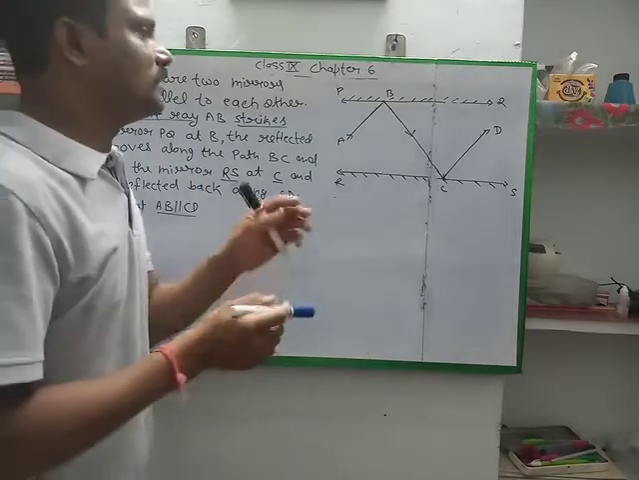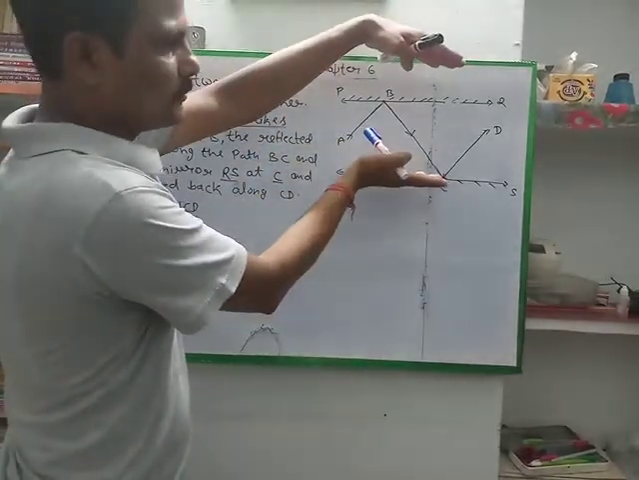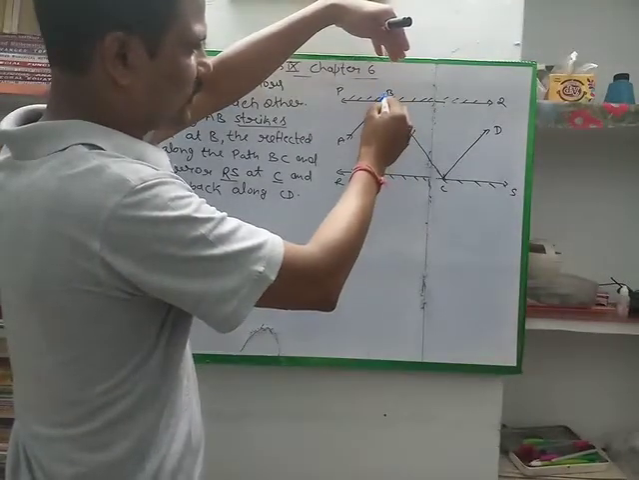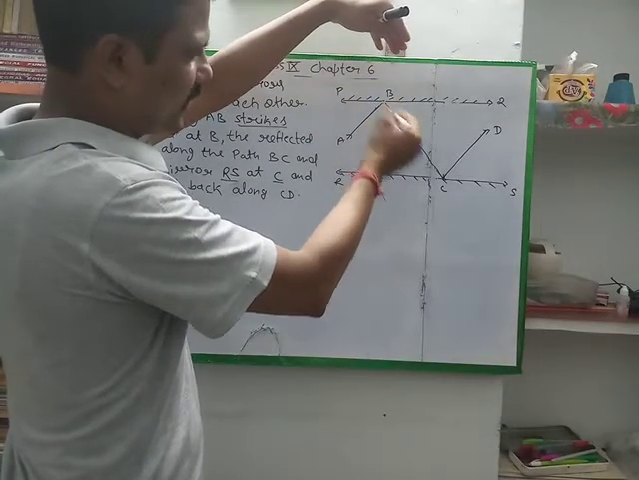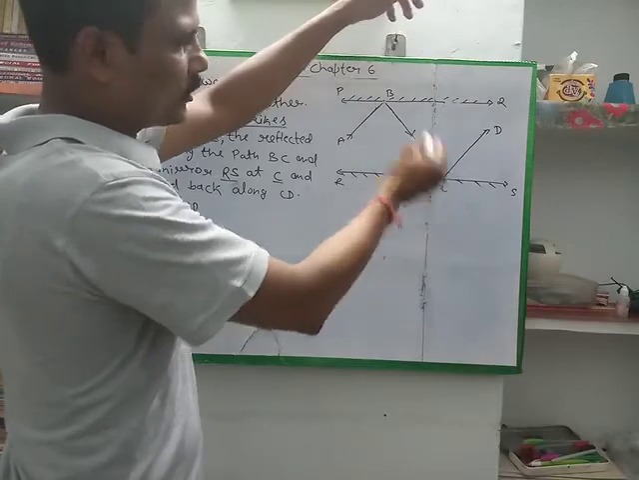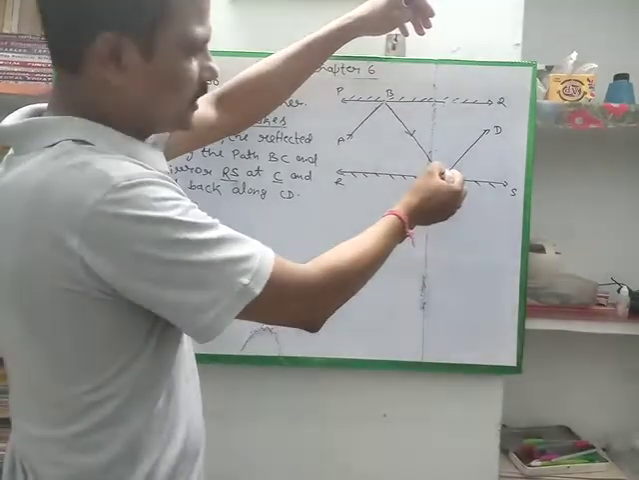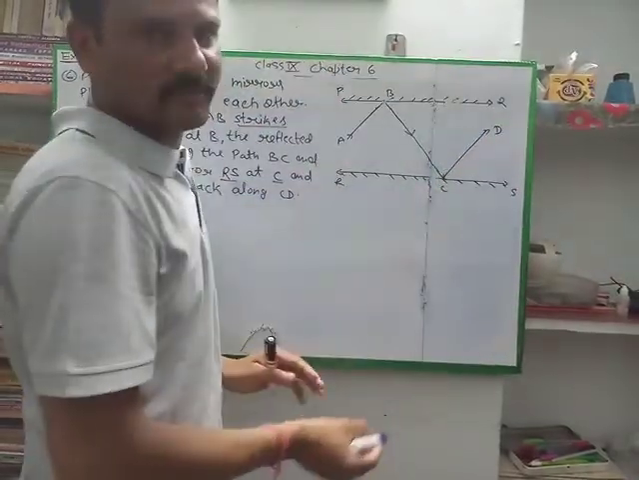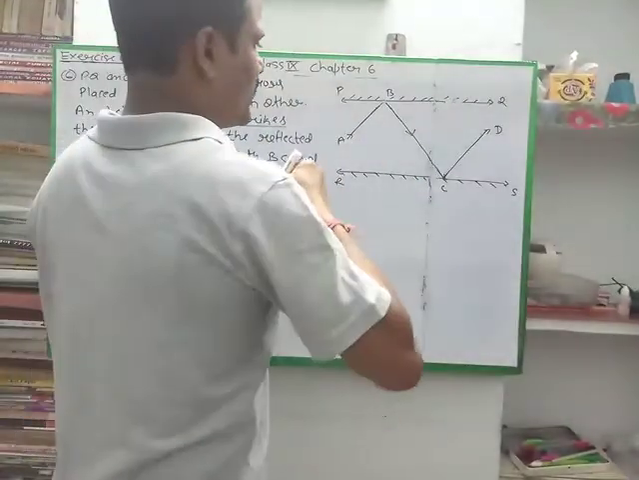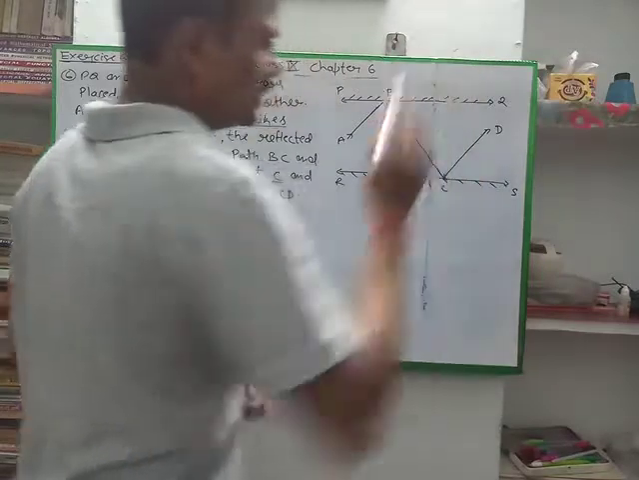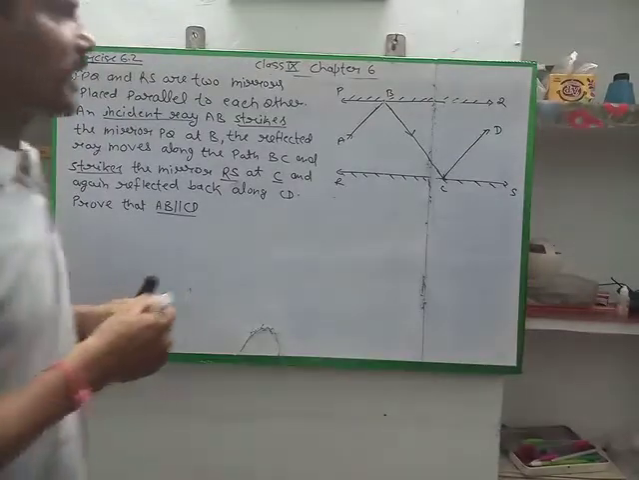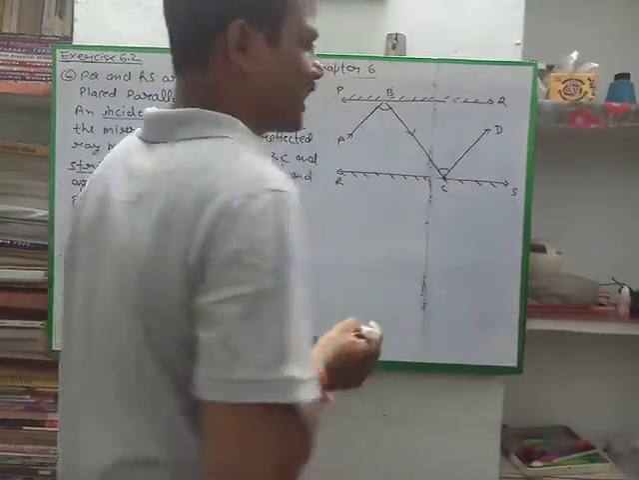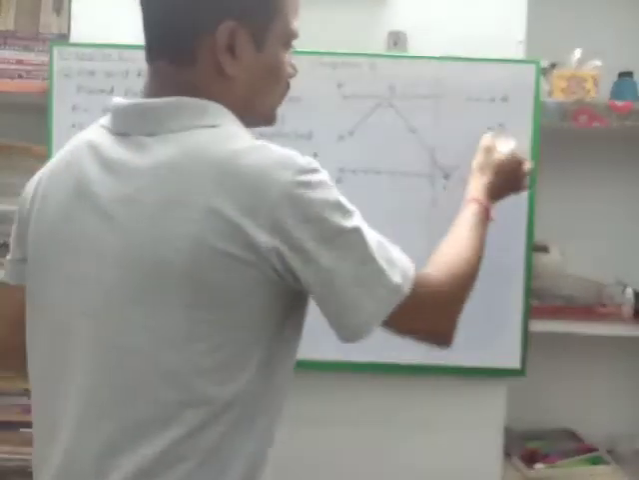I am explaining to you. Two mirrors are placed parallel to each other. One incident ray strikes at B and is reflected along the path BC. Now it strikes at point C and reflects again along the path CD. Now we have to show that this line AB is parallel to CD. So if we show this angle is equal to this angle, we can say AB is parallel to CD.